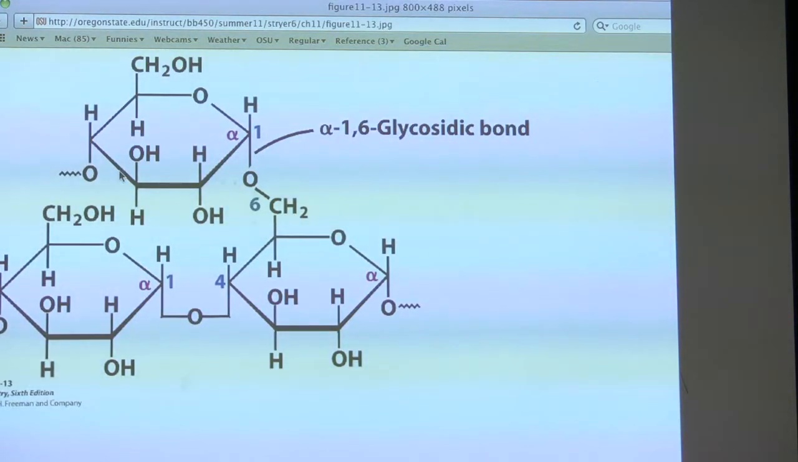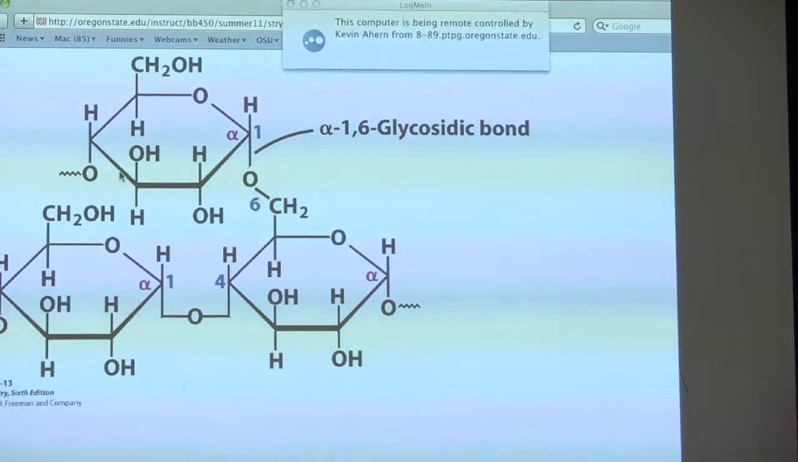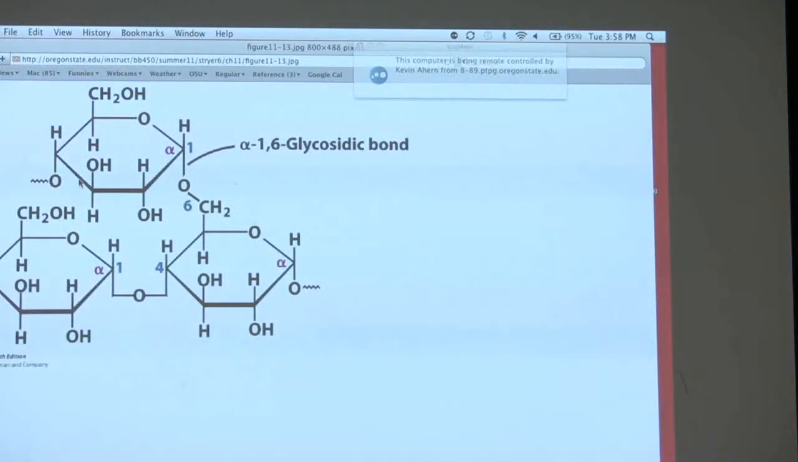If we look at glycogen, and I'll say more about glycogen as we get further in the term, this will happen mostly next week, what we see is that glycogen, in fact, in addition to having alpha 1,4 bonds, occasionally has what we call branches, and the branches are alpha-1,6.